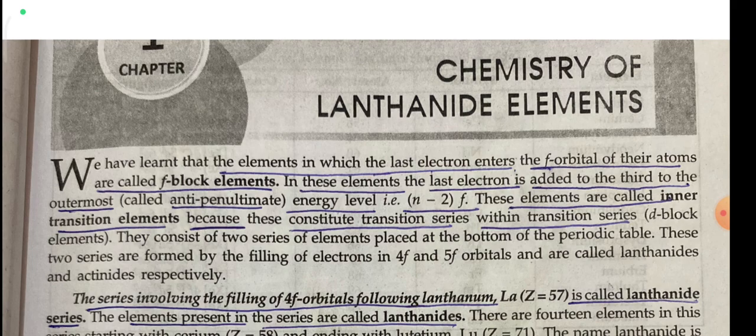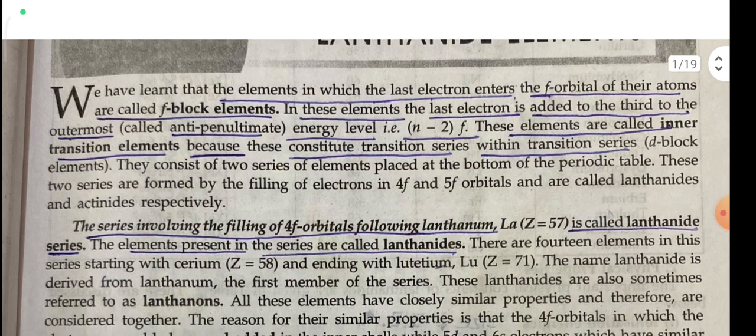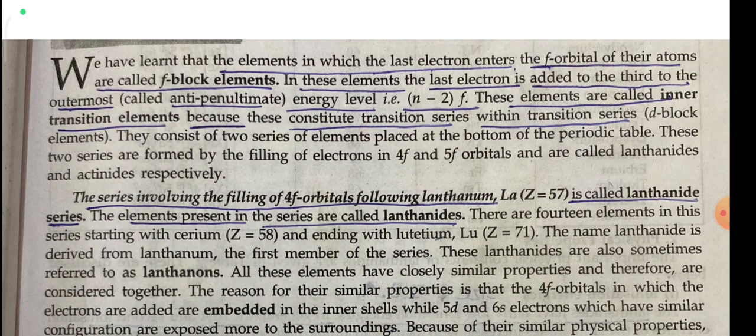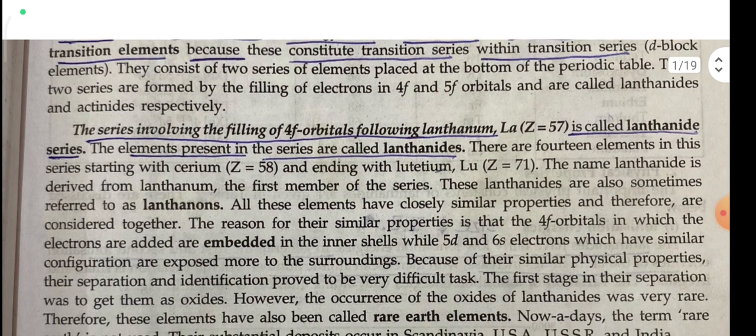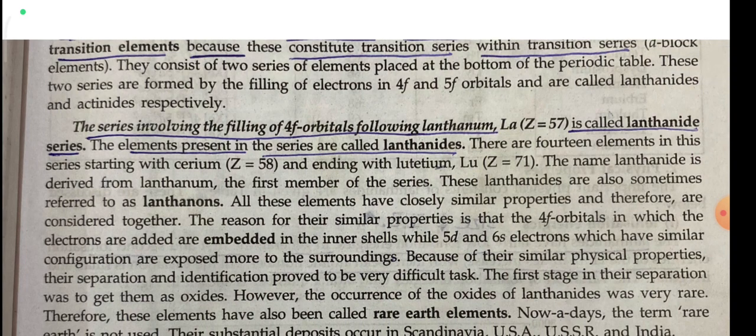These elements are called inner transition elements because these constitute transition series within transition series, the d block elements. These consist of two series of elements placed at the bottom of the periodic table. These two series are formed by filling of electrons in 4f and 5f orbitals and are called the lanthanides and actinides respectively. The series involving the filling of 4f orbital following lanthanum, La, atomic number 57, is called the lanthanide series. The elements present in the series are called lanthanides.